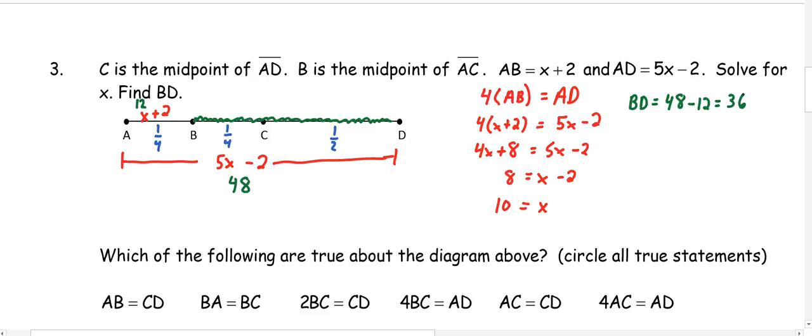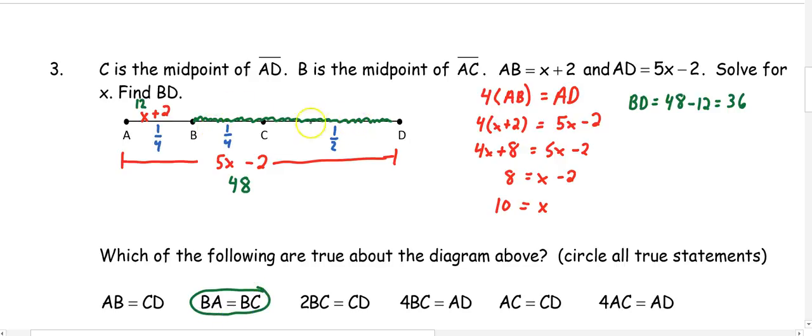Which of the following are true about the diagram? Circle all true statements. AB is equal to CD. Well, if we notice from our fractions, AB is a fourth, CD is a half. So this is not true. BA is equal to BC. Well, both of those are a fourth, so this has to be a true statement.